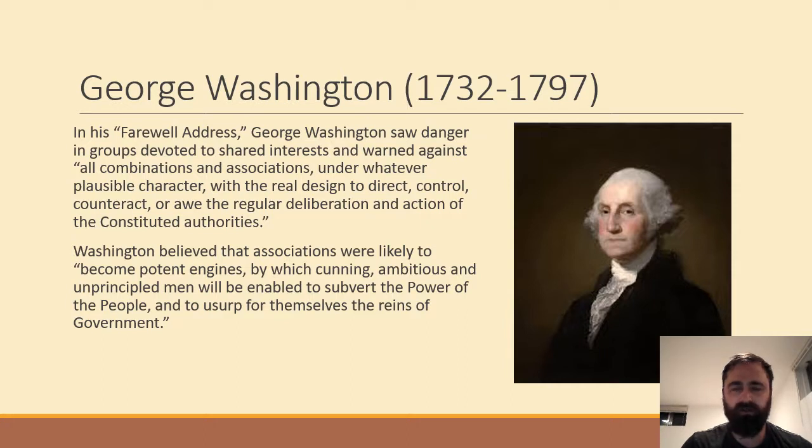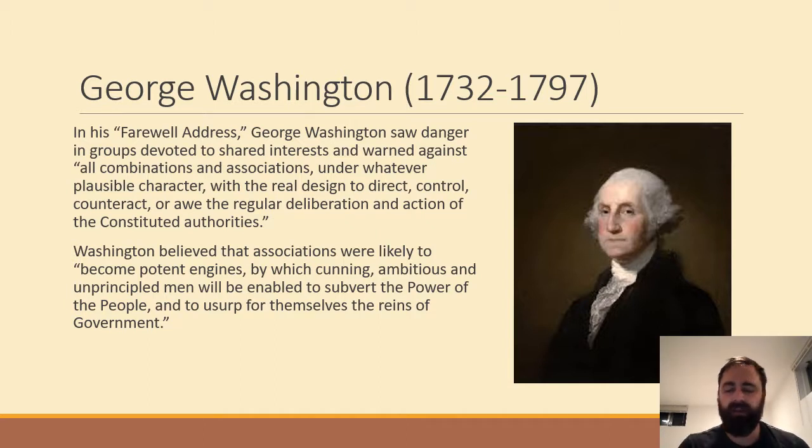Another well-known founding father was George Washington. In his farewell address, Washington saw danger in groups devoted to shared interests and warned against, quote, all combinations and associations under whatever plausible character with the real design to direct, control, counteract, or awe the regular deliberation and action of the constituted authorities. Washington believed that associations were likely to become potent engines by which cunning, ambitious, and unprincipled men will be enabled to subvert the power of the people and to usurp for themselves the reins of government.